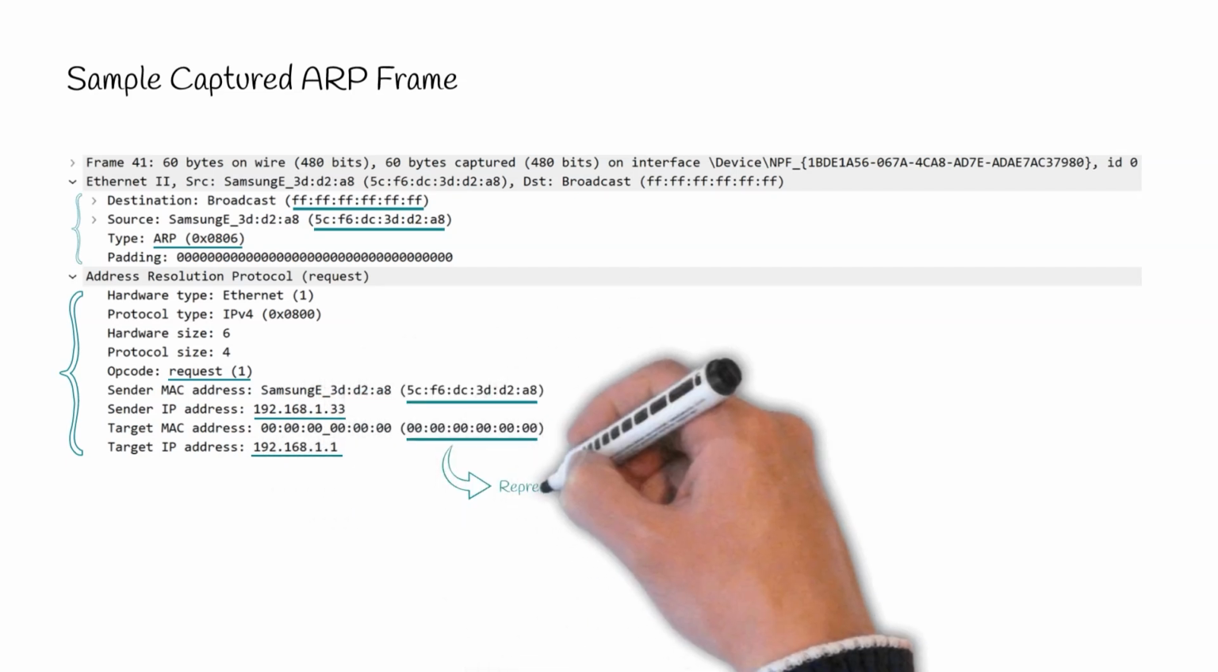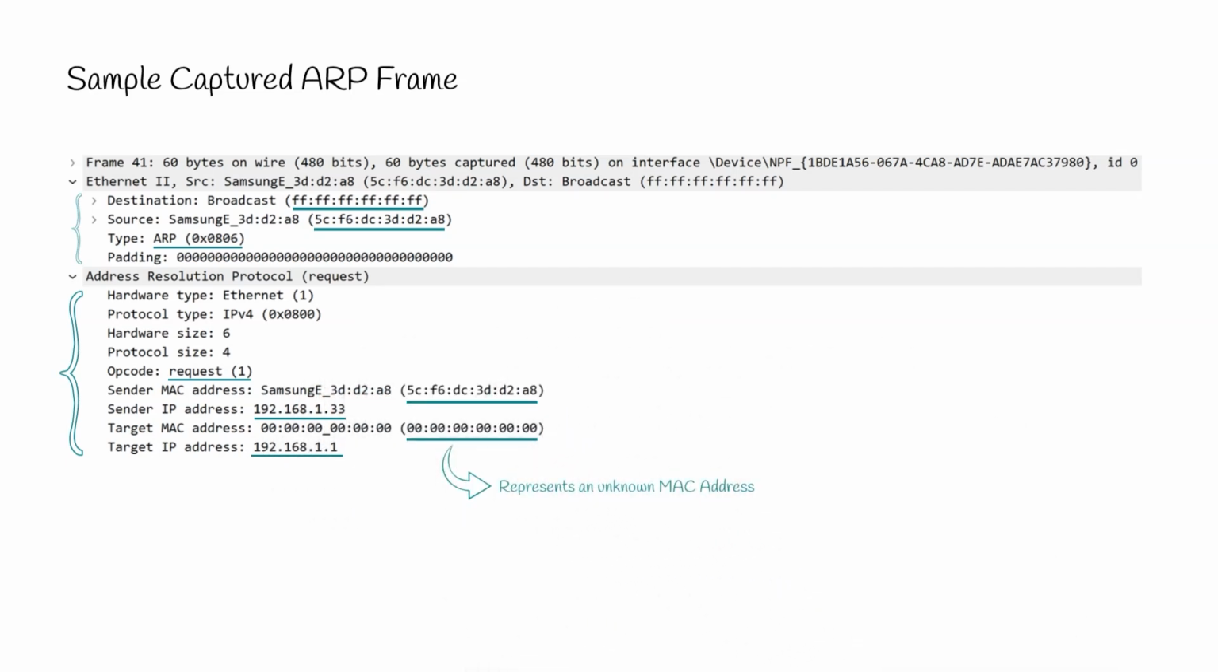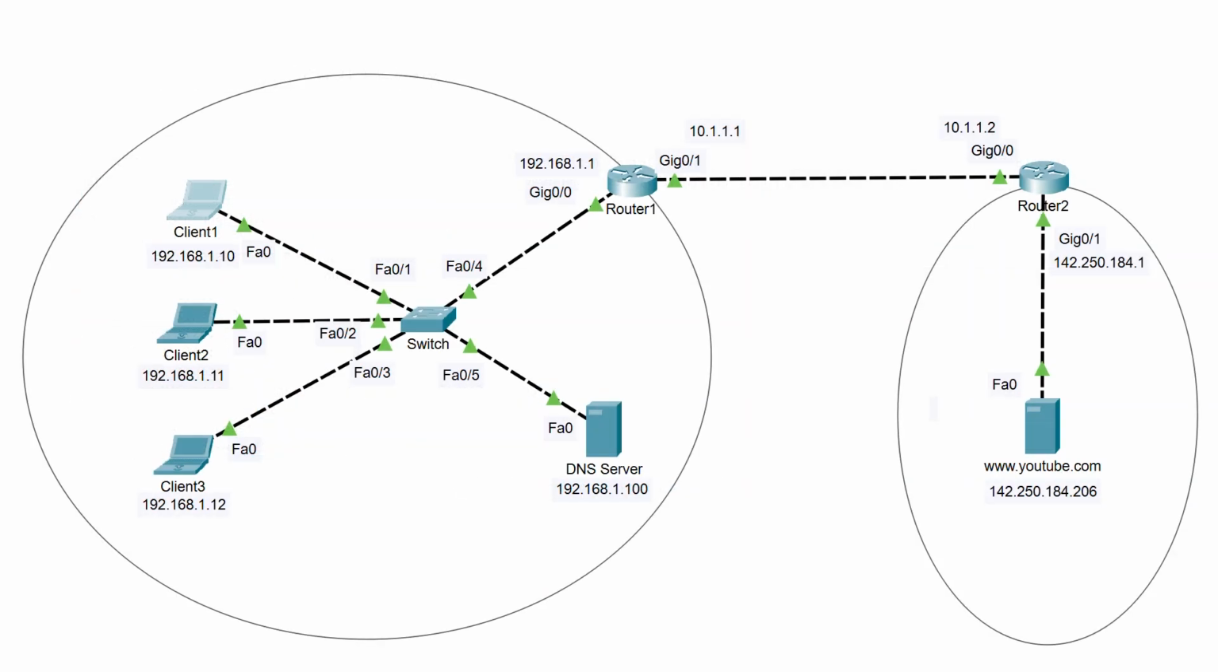Notably, the target MAC address field is set to a set of zeros rather than a broadcast address. This indicates that the requesting device does not yet know the target's MAC address. Let's quickly get to an example to become more familiar with the ARP protocol during a sample ping command.